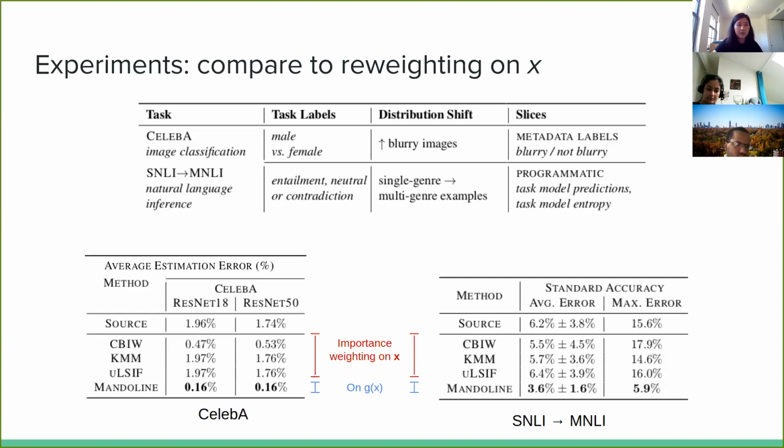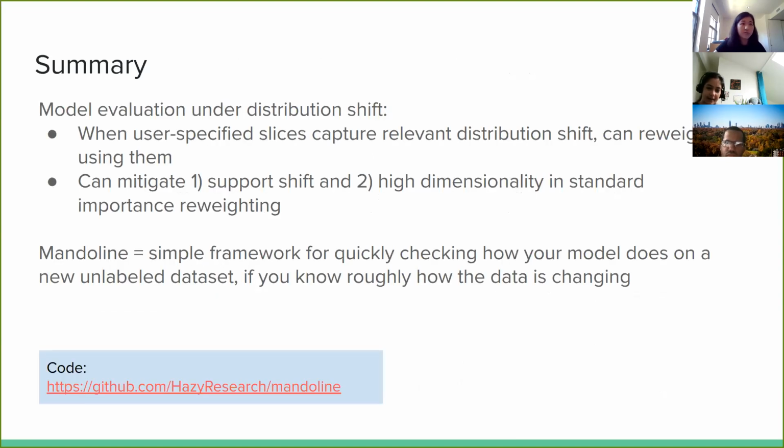Our paper also includes further results verifying that Mandoline is a lot more efficient than these other baselines due to lower dimensionality. And we do also compare our choice of using CLEAP on the slices against these other approaches on the slices. And we find that in all cases, CLEAP is competitive against other density ratio methods. So to summarize.